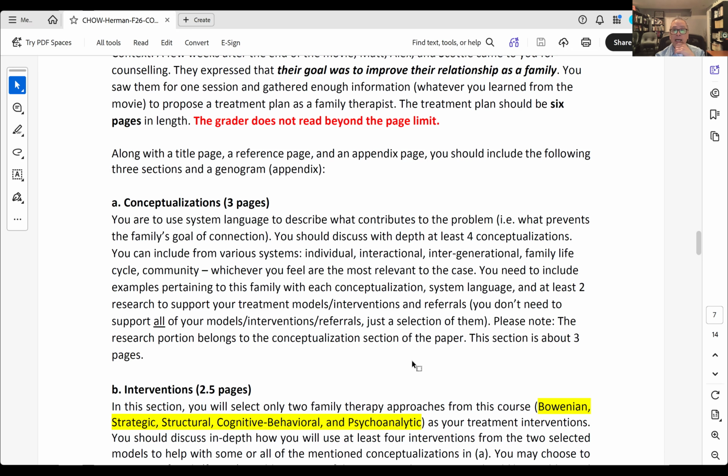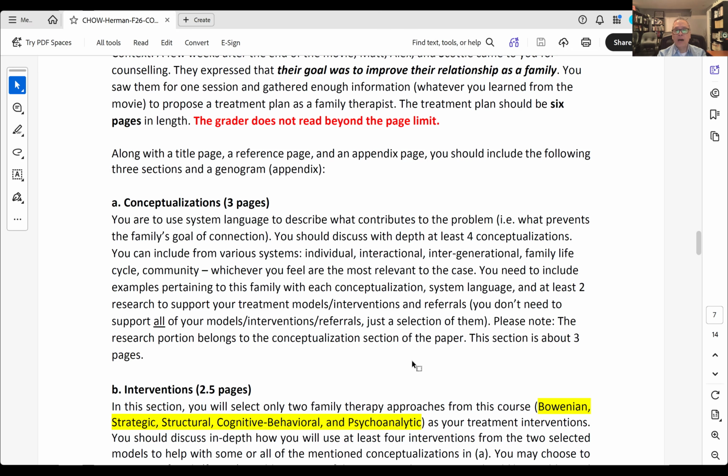You need to include examples when you are describing what is creating the problem for this family. Give some actual examples. You don't have to repeat the whole movie, just key examples of what you notice, pertaining to your conceptualizations, using systems language. And also include at least 2 research sources to support your treatment interventions or referrals for later.